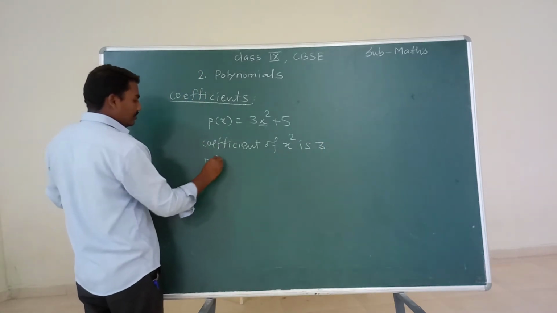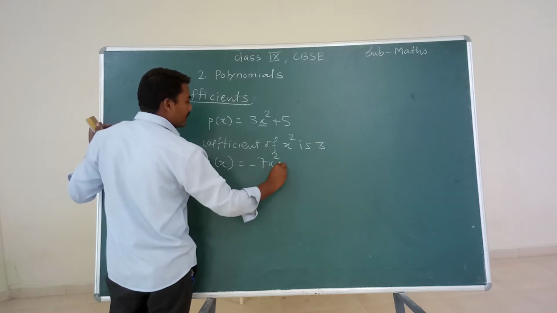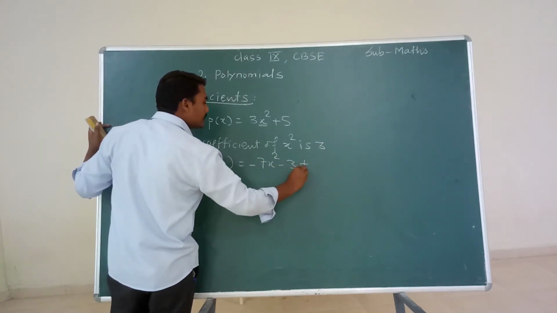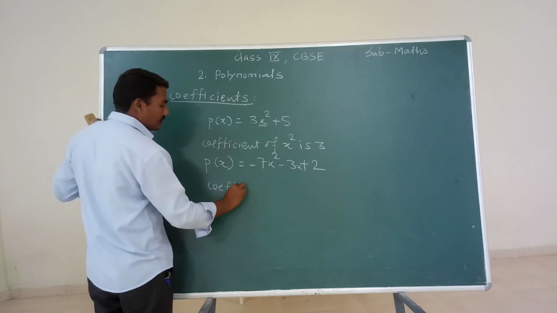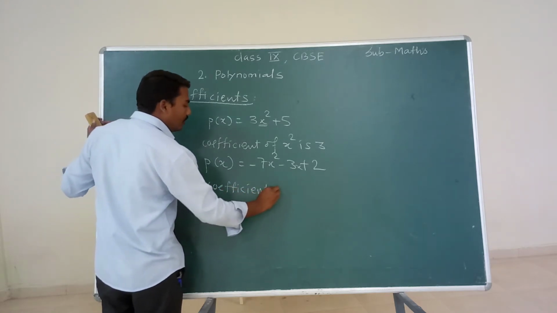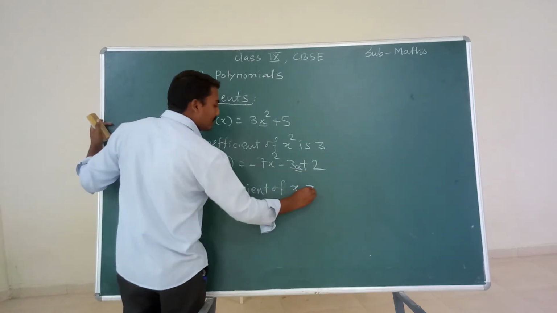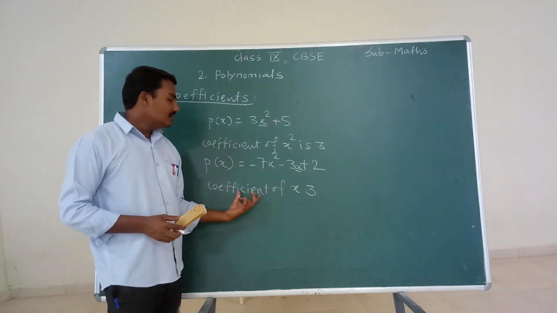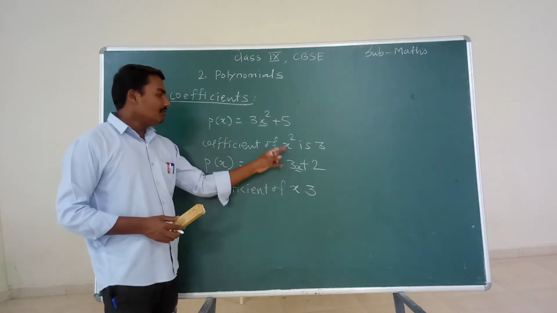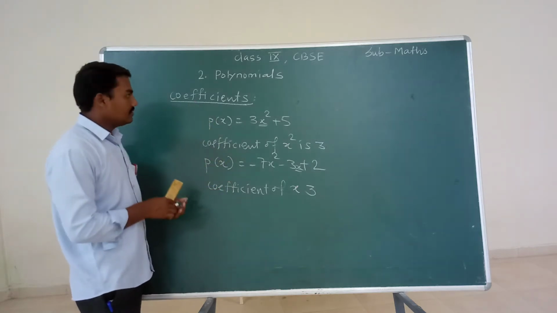Now second example, suppose p of x is equal to minus 7x square minus 3 plus 3x plus 2. The coefficient of x is 3, multiplied with the variable. Those numbers are known as the coefficients of that particular variables. Understood? It is the simple coefficients.